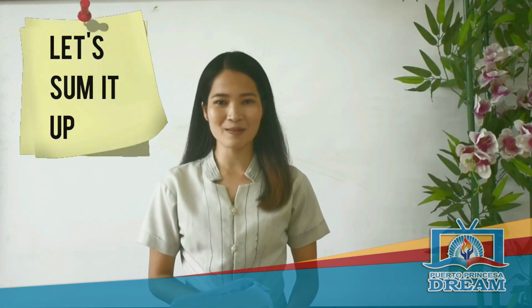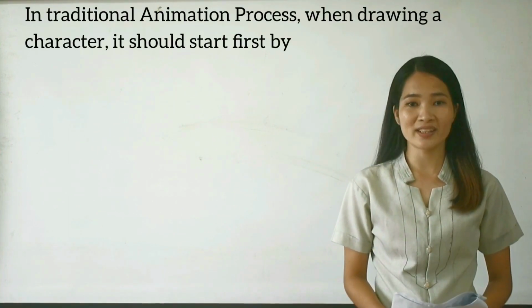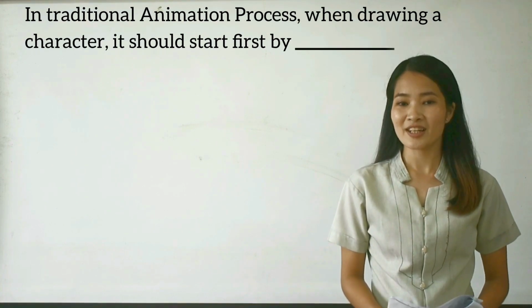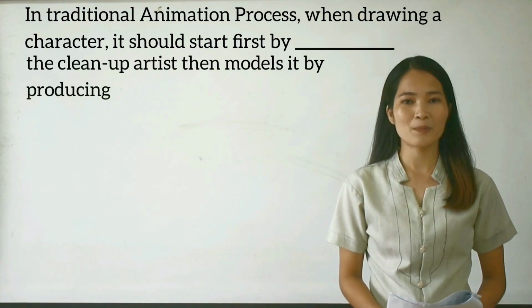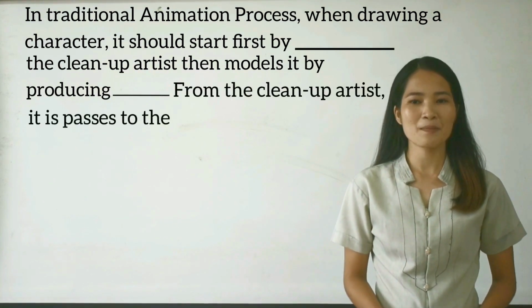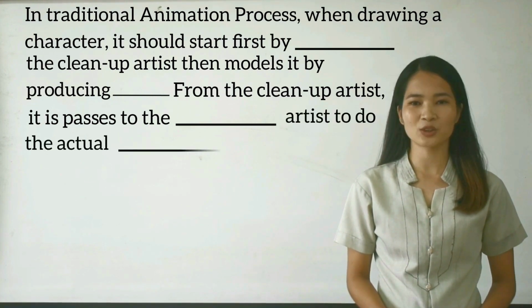You have to fill in the blanks with the appropriate word or phrase according to what you have learned from this lesson. Write your answer on your activity sheet. In traditional animation process, when drawing a character, it should start first by the cleanup artist then models it by producing. From the cleanup artist, it is being passed to the artist to do the actual.